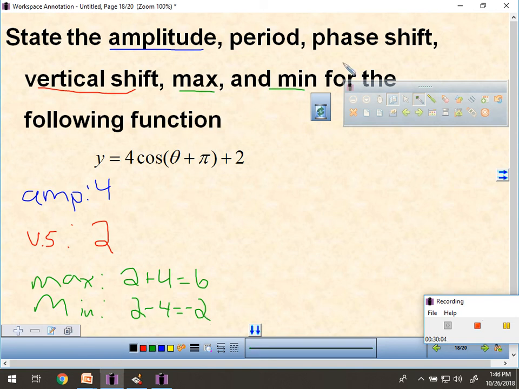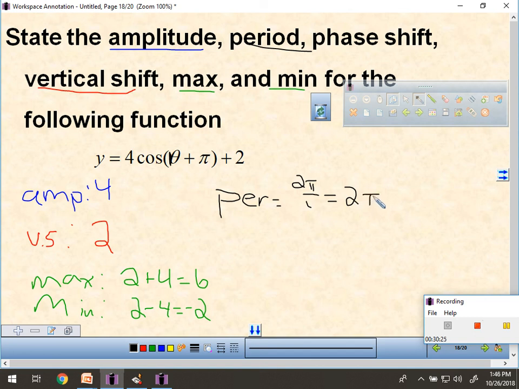And then to find the period, the formula for period is 2 pi over k. And if you notice, in this case, k is just 1. It's an understood 1. I'll show it to you right here. There's my understood 1 that's right there. And so my period would just be 2 pi.